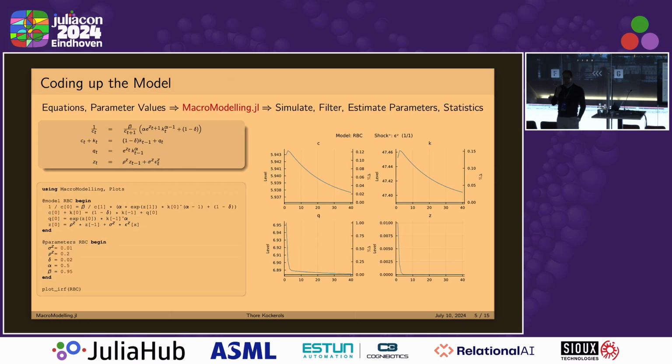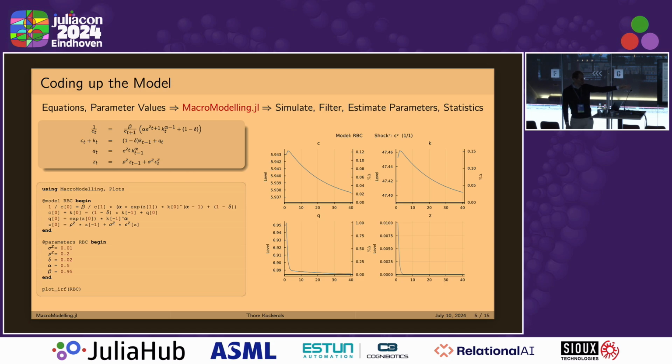How do you code this up? These 6 equations, I substituted out 2 more, so you get these 4 equations here. And you can essentially translate them more or less one-to-one into MacroModelling. That's the fun with Julia as well, right? You can use beta, the symbol, and so on. It is very close to the mathematical notation here. And this is an example where I code up the model. First I declare the equations, which are more or less one-to-one what you see above.